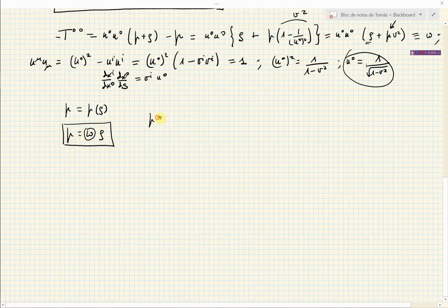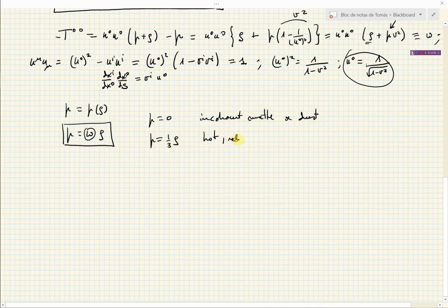So remember, for zero pressure, we have incoherent matter. This is an equation of state, or dust, as we called it. If P is equal to 1/3 of the energy density, we have hot relativistic matter, such as, for instance, radiation.